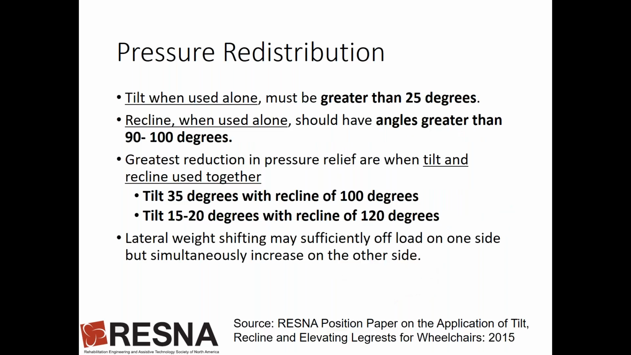Here's my golden nugget. This is from the RESNA position paper on applications of tilt, recline, and elevating leg rests. The research has shown that tilt when used alone must be greater than 25 degrees. Recline when used alone should have angles greater than 90 to 100 degrees. But the greatest reduction in pressure is when you use tilt and recline together. So ideally, you want to tilt 35 degrees with a recline of 100, or you want to tilt 15 to 20 degrees with a recline of 120.